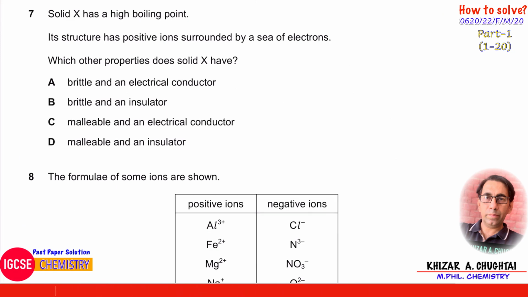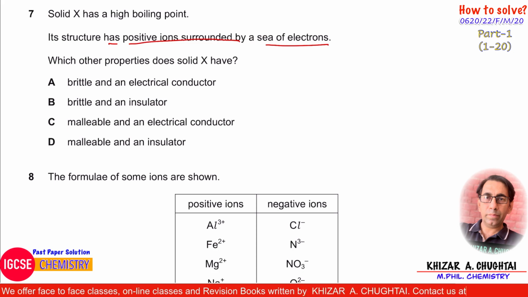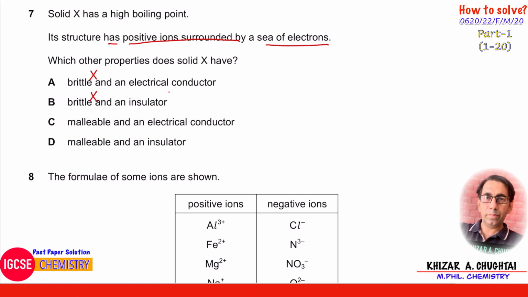Question number 7, solid X has a high boiling point. Its structure has positive ions surrounded by a sea of electrons, meaning he is talking about a metal. Which other properties does solid X have? Option A, brittle and electrical conductivity. No, pure metals are never brittle, and they are not insulators as well. C, malleable and electrical conductor. Yes, they are malleable and good electrical conductors as well. So C is the correct option.